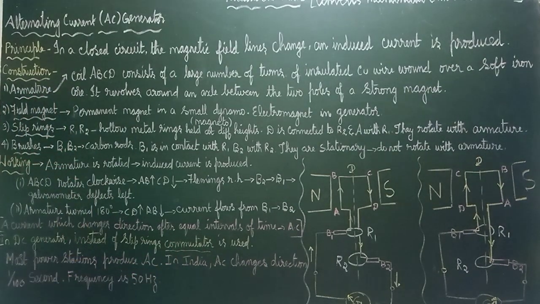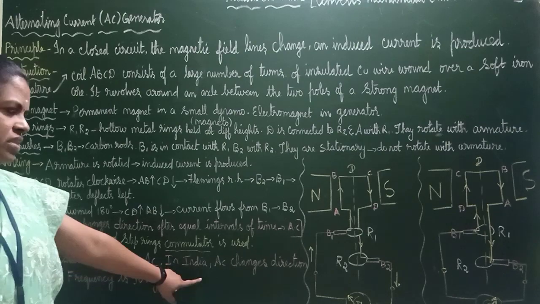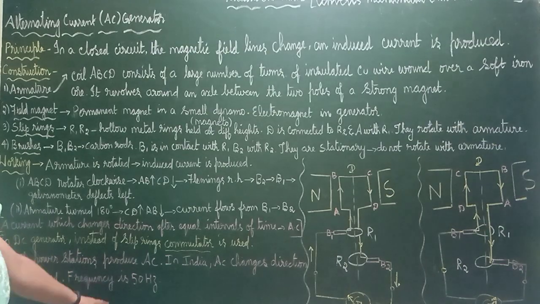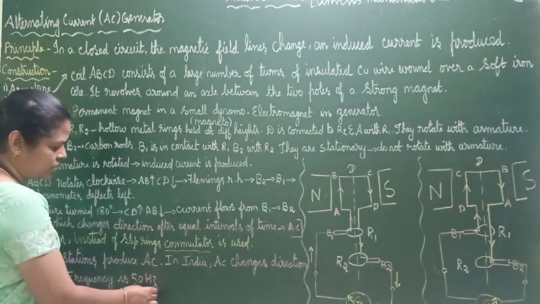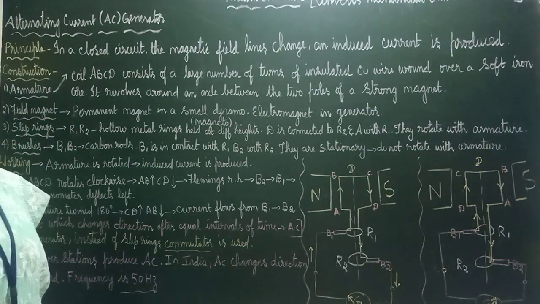Commutator is used. In most of the power stations, thermal power stations, hydro power stations and all, they produce what? AC. In India, the AC changes direction 100 times per second and the frequency, in some places it is 60, but in India the frequency is 50 Hertz.